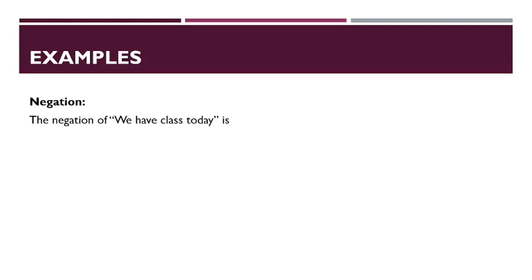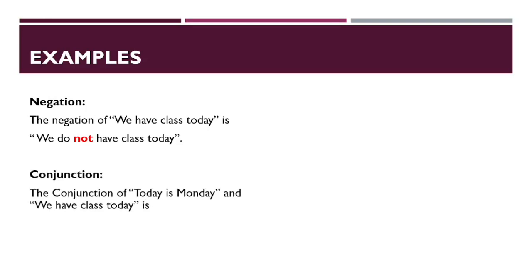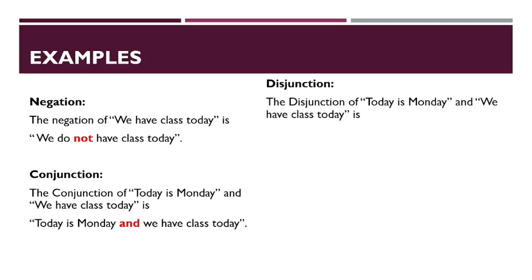Examples. The negation of we have class today is we do not have class today. The conjunction of today is Monday and we have class today is today is Monday and we have class today. The disjunction of today is Monday and we have class today is today is Monday or we have class today.